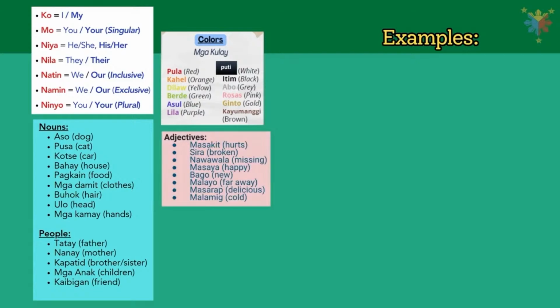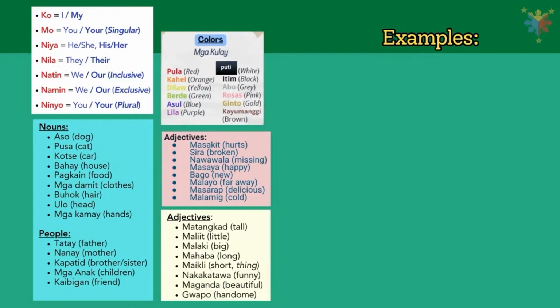And some more adjectives: masakit, hurts, sira, broken, nawawala, missing, masaya, happy, bago, new, malayo, far away, masarap, delicious, malamig, cold. And lastly, let's finish off with some more adjectives. Matangkad, tall, maliit, little, malaki, big, mahaba, long, maikli, short, nakakatawa, funny, maganda, beautiful, guapo, handsome.